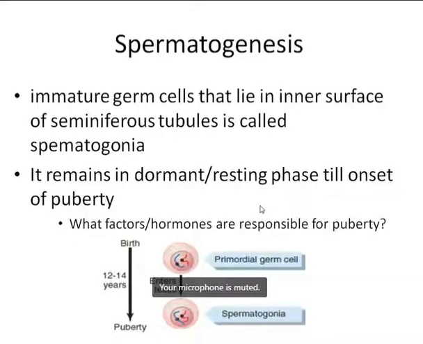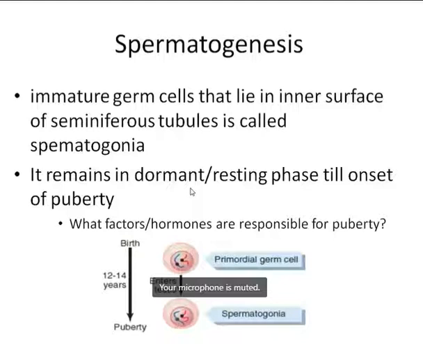Then I have told that there is pulsatile release of GnRH, and scientists have found that the leptin hormone is somehow responsible for the pulsatile release of GnRH. The source of leptin is adipose tissue. So when the adipose tissue starts to release leptin at the onset of puberty, there will be pulsatile release of GnRH, and that will trigger the onset of puberty.